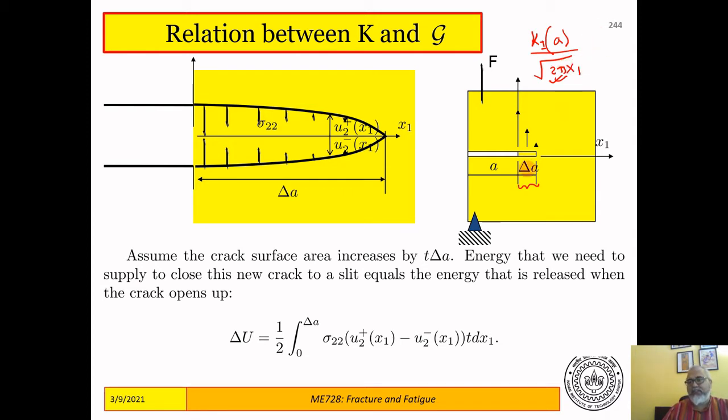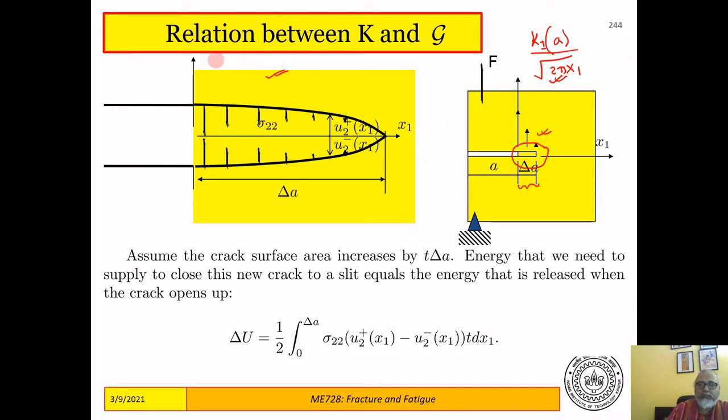And let's say this is a mode 1 case, and since it's a mode 1 case, the angular function is 1 along theta equal to 0. So this is the stress field. 1 by square root x1 is the stress field that you have on this region, which is going to become a crack. Now this region, after it becomes a crack, is drawn here, and this length is delta A, and now we want to close it back to this situation.